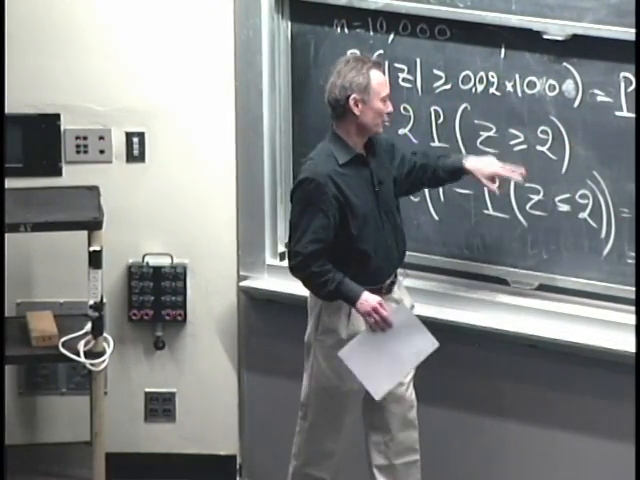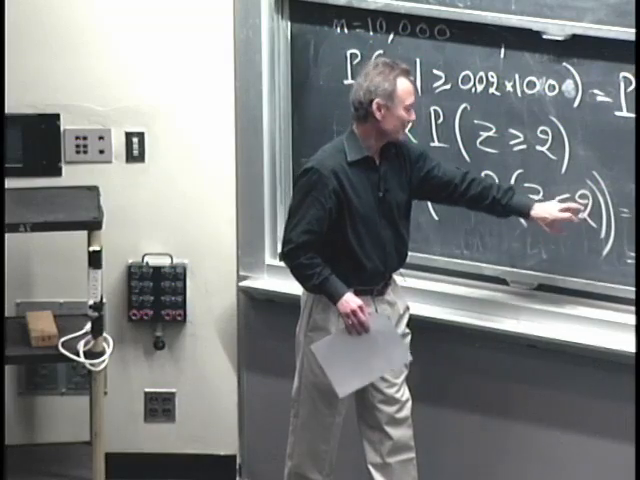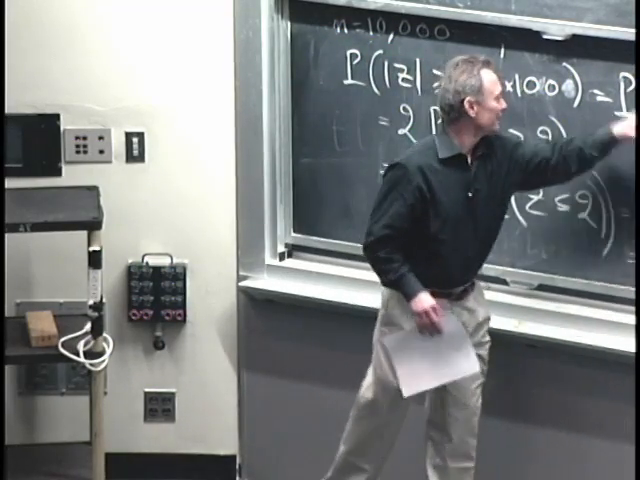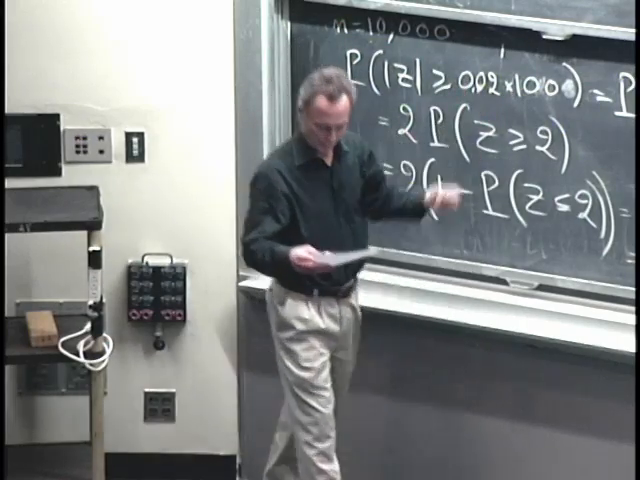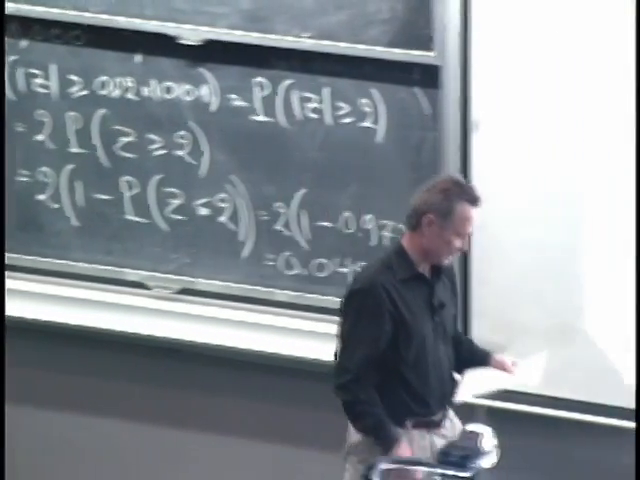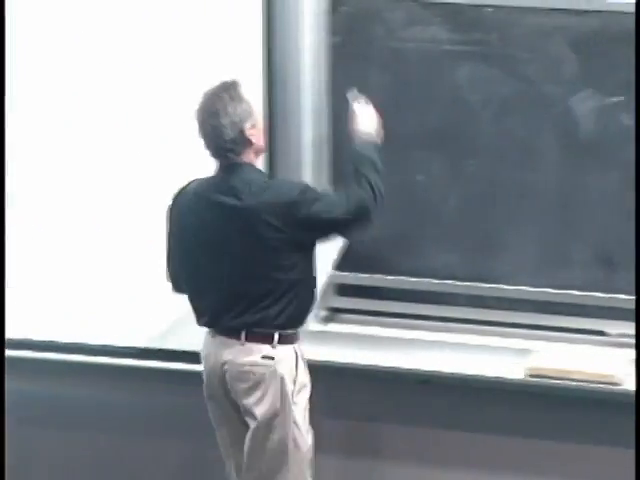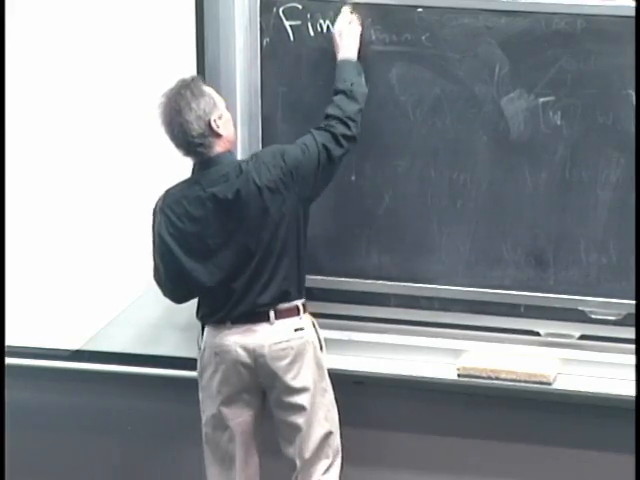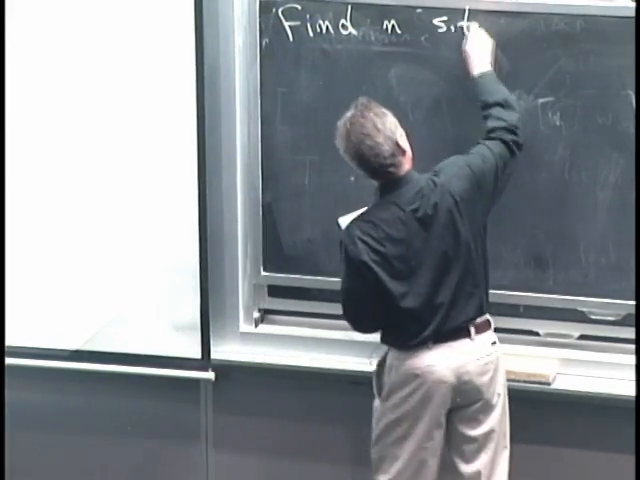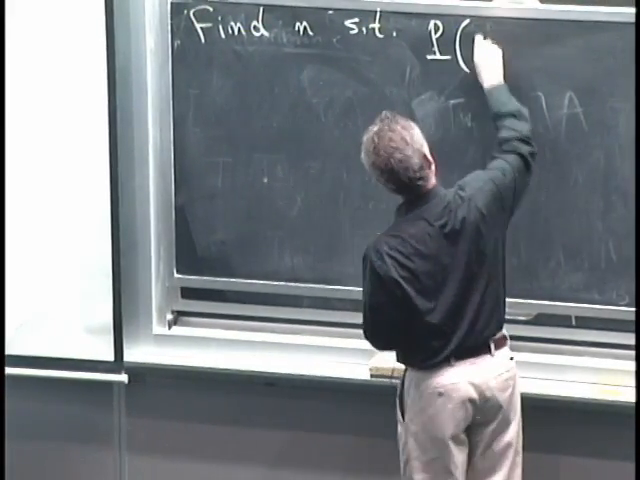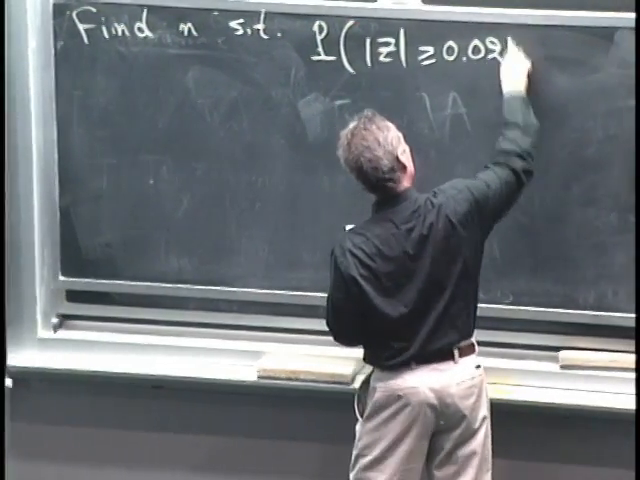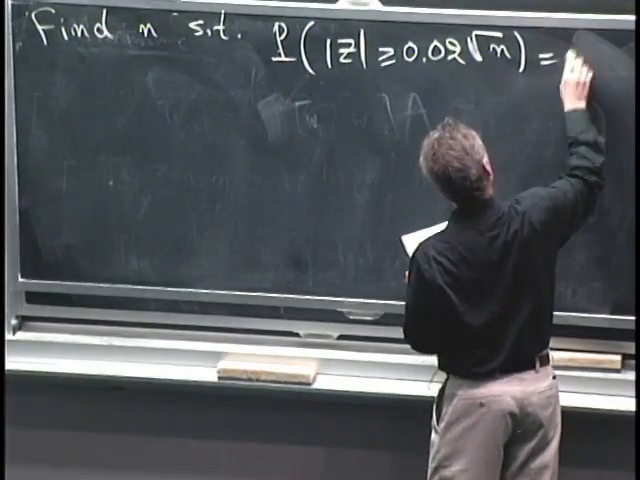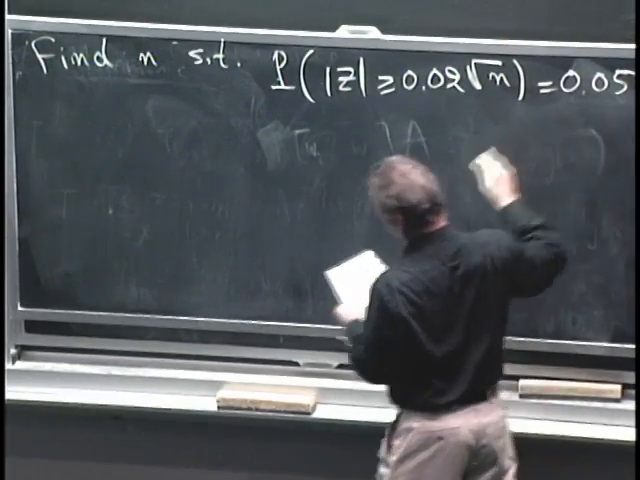And from this, we will be able to tell what value of n we need. So we want to find n such that the probability that Z is bigger than 0.02 square root n is 0.05.